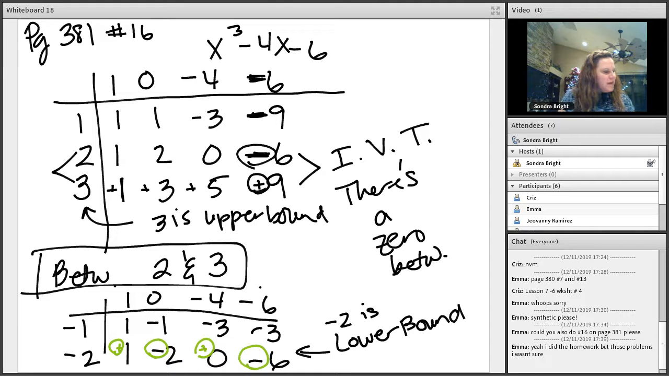Things as linear factors. We did a partial fraction decomp. We did solving radical ones. What else? Anything else?